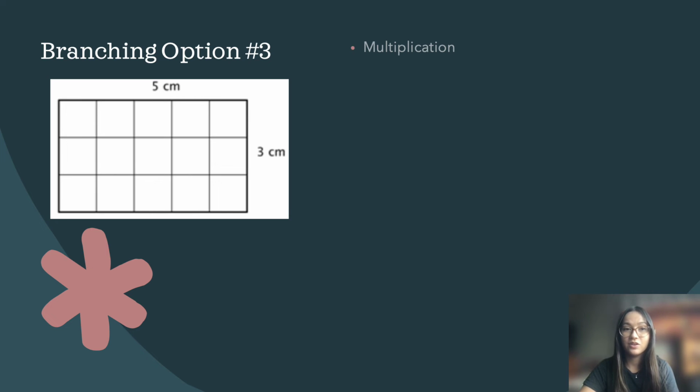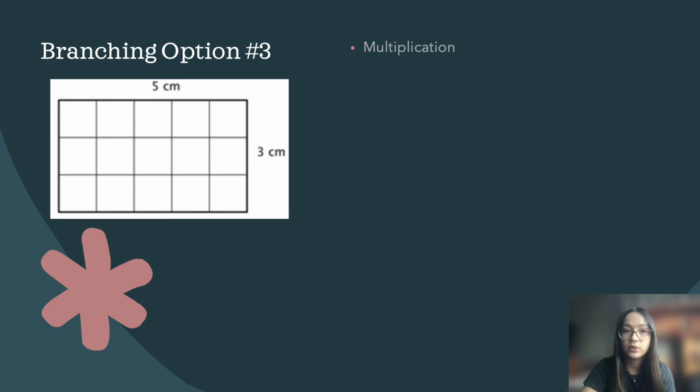So the third branching option is our last one, and it's going to be focusing on multiplication. So we're going to use multiplication to solve for area and perimeter. So I'm going to explain this strategy to my students using the Think Aloud strategy, and I'm going to show them how we can use multiplication to solve for area, which is going to be a little bit easier because that calls for multiplication in the formula.